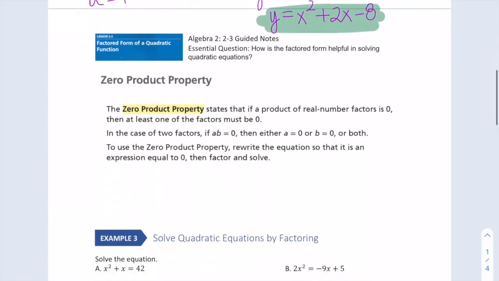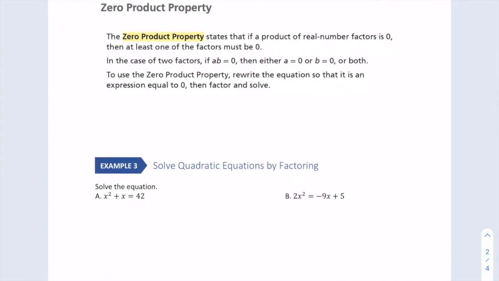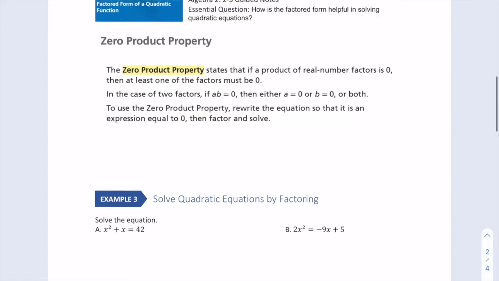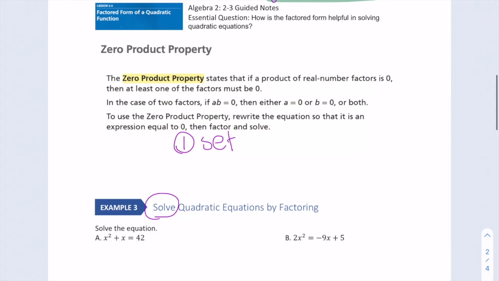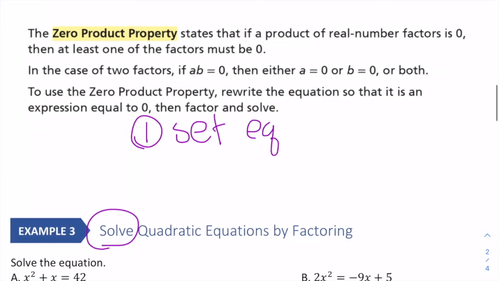Okay, now let's go to the zero product property. Since we know that the zeros is when y equals 0, we can figure out the zeros using the zero product property. That means that we set each factor equal to 0. So there's a couple steps. The first is that you want to set it equal to 0. When we're solving, we're going to set the equation equal to 0.